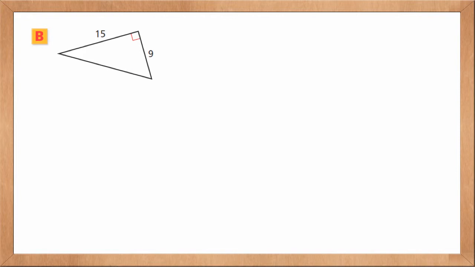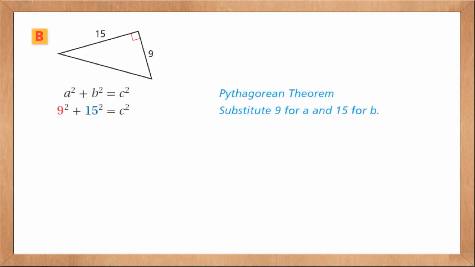If you said the hypotenuse, you're correct. 15 and 9 are legs because they're not opposite, they're adjacent to the 90-degree angle. So we are going to set up the Pythagorean theorem. Again, that should say leg 1 squared plus leg 2 squared equals hypotenuse squared. 9 squared is 81, 15 squared is 225, so I get c squared is 306.